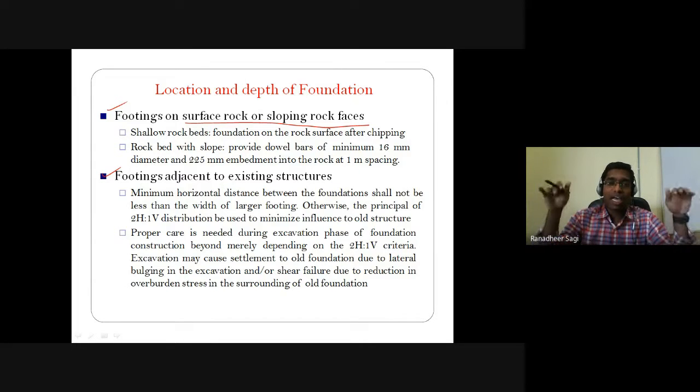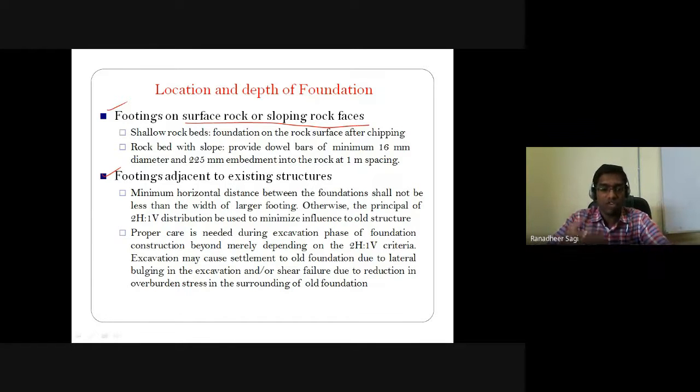Let's say, for example, I already have my adjacent structure, and in this construction region, I am trying to excavate the soil. In the process of excavating the soil for constructing the foundation for my structure, what is going to happen is the soil below the foundations of the existing structure would try to heave towards the region you have excavated, which could result in the failure of the existing foundations of those structures. So you have to be a little careful when you are constructing your foundations when structures already exist adjacent to your construction site.